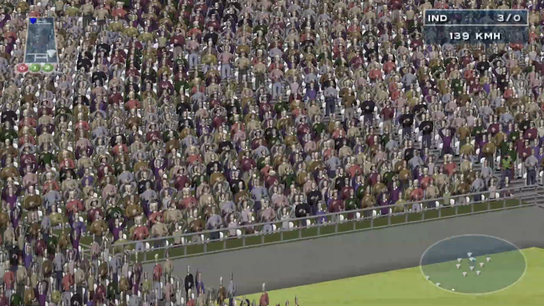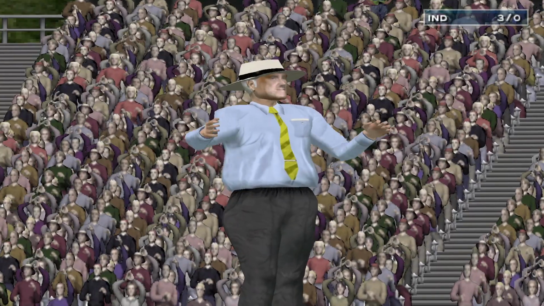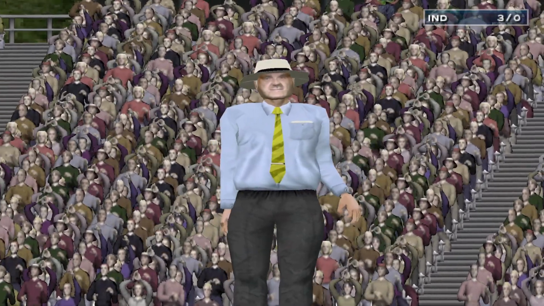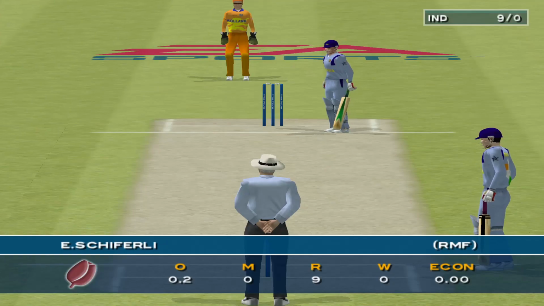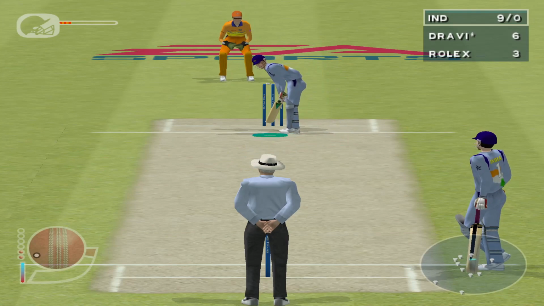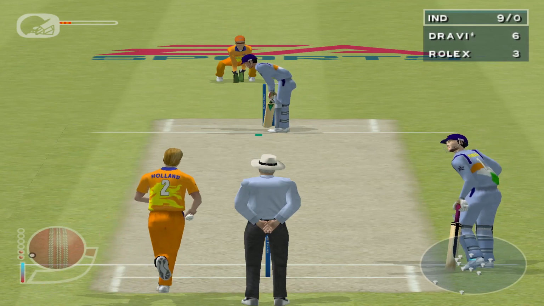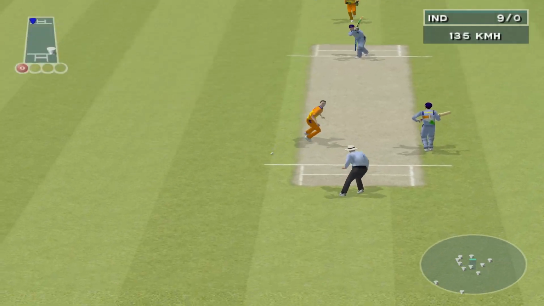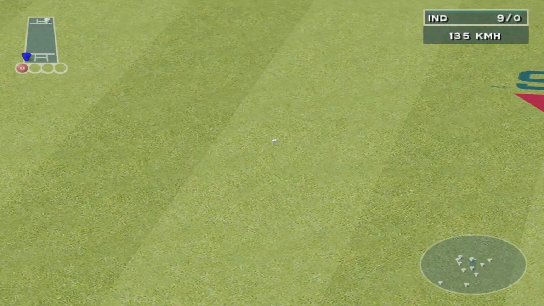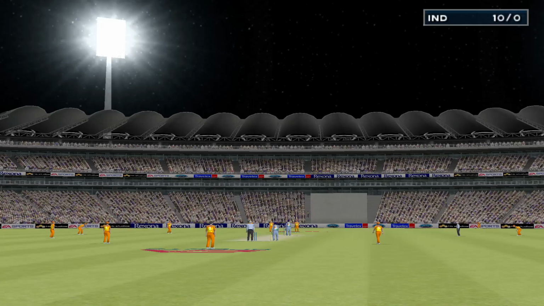That's a big hit. It's 6. That came right off the middle of the bat. He smashed that a long way. Great to watch for the neutral, but the bowler won't be too happy. Dravid waiting at the striker's end. One run to Dravid.